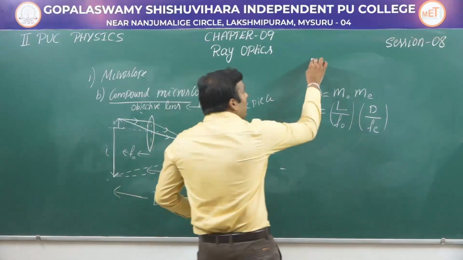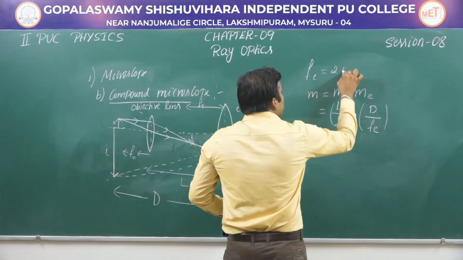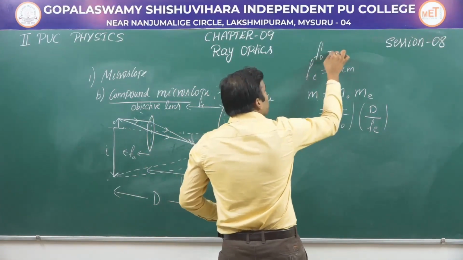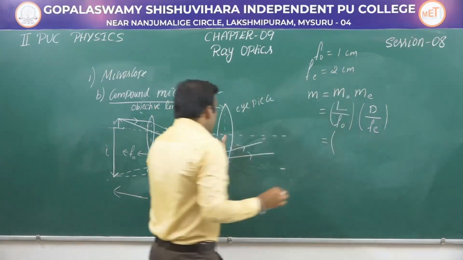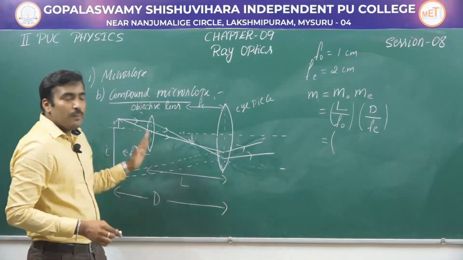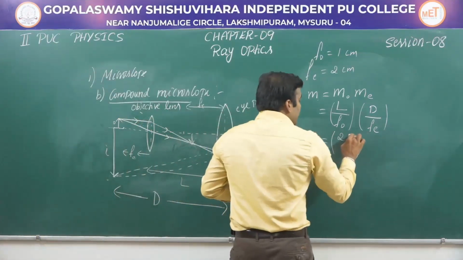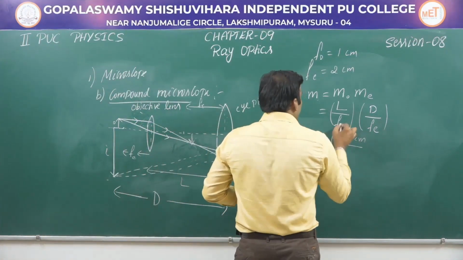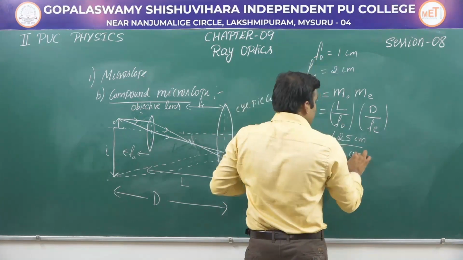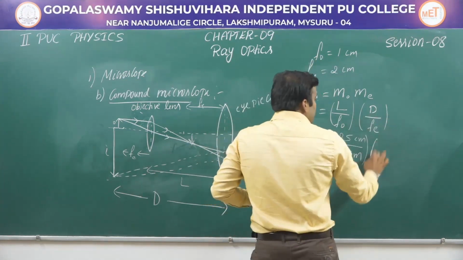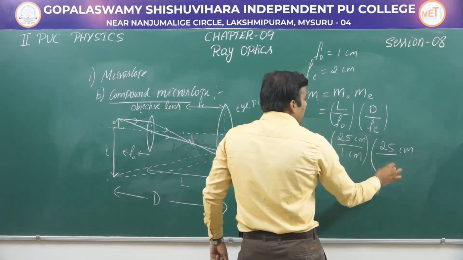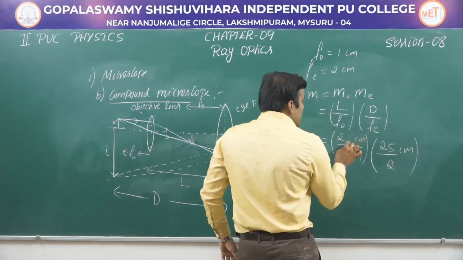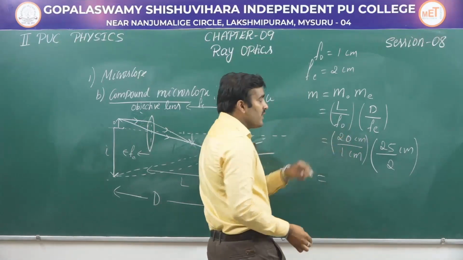So if I have the focal length of the eyepiece as some 2 cm and focal length of the objective lens as some 1 cm, then we can write, if the length of the tube of the microscope is 25 cm, let us write this as 25 cm divided by focal length of the objective lens which is 1 cm, into the least distance of distinct vision which is 25, you already know this, divided by the focal length which is equal to 2. Say this is 20 cm, not 25, it is 20 cm.